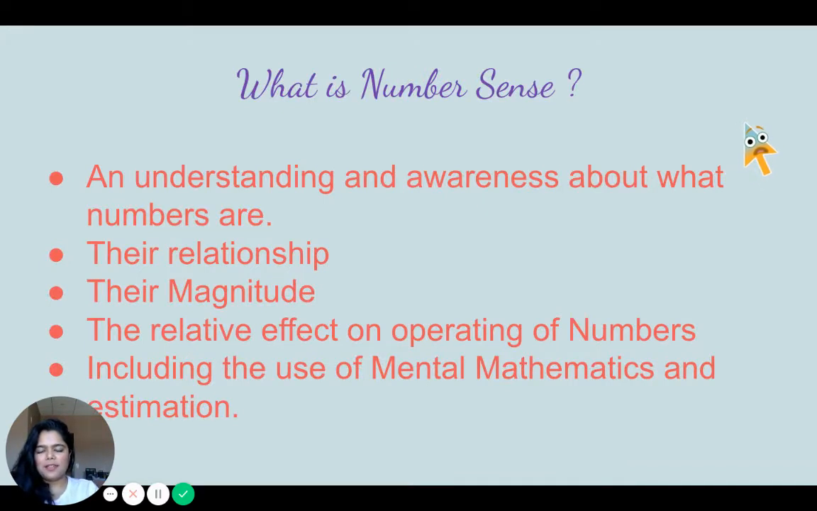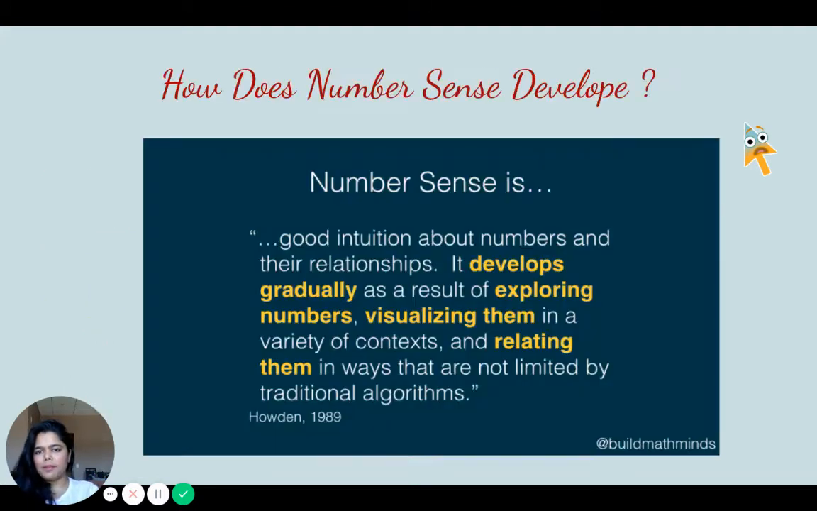What is number sense? Number sense is an understanding and awareness about what numbers are, their relationship, their magnitude, the relative effect on operating of numbers, including the use of mental maths and estimation. How does number sense develop? Number sense is good intuition about numbers and their relationships. It develops gradually as a result of exploring numbers, visualizing them in a variety of contexts, and relating them in ways that are not limited by traditional algorithms.